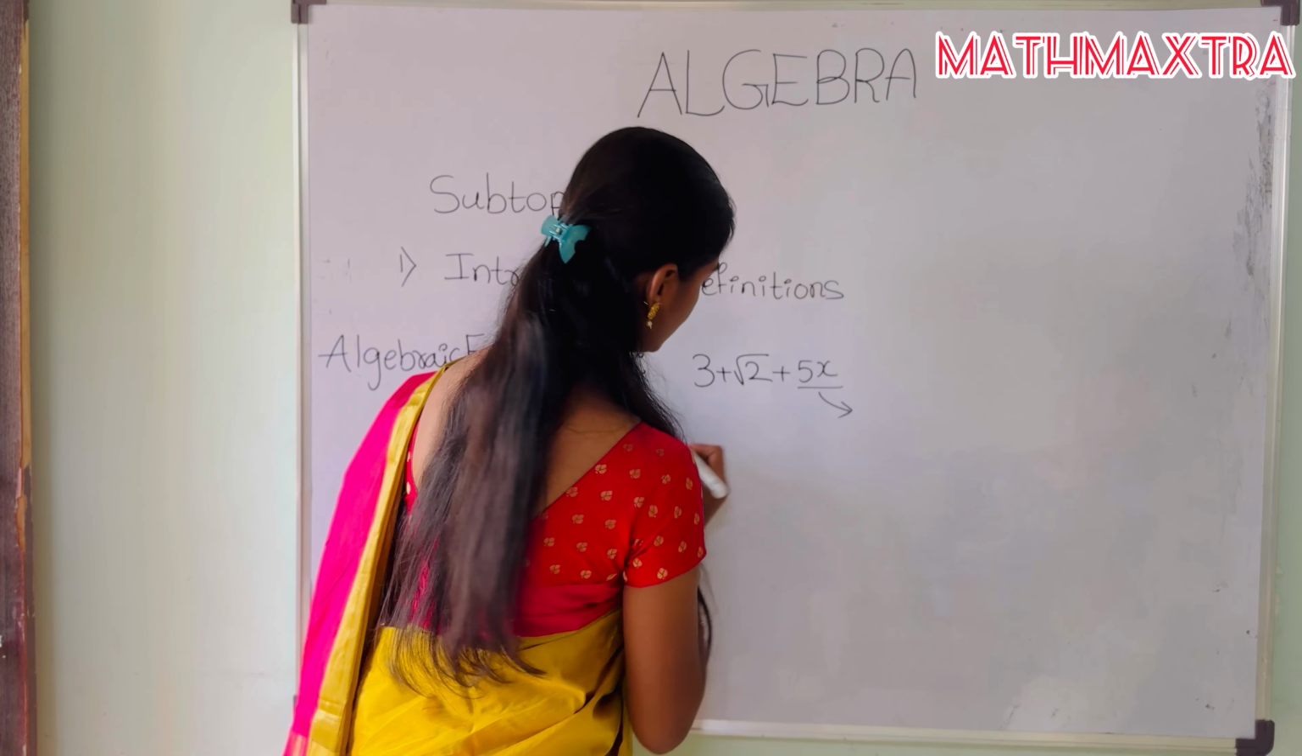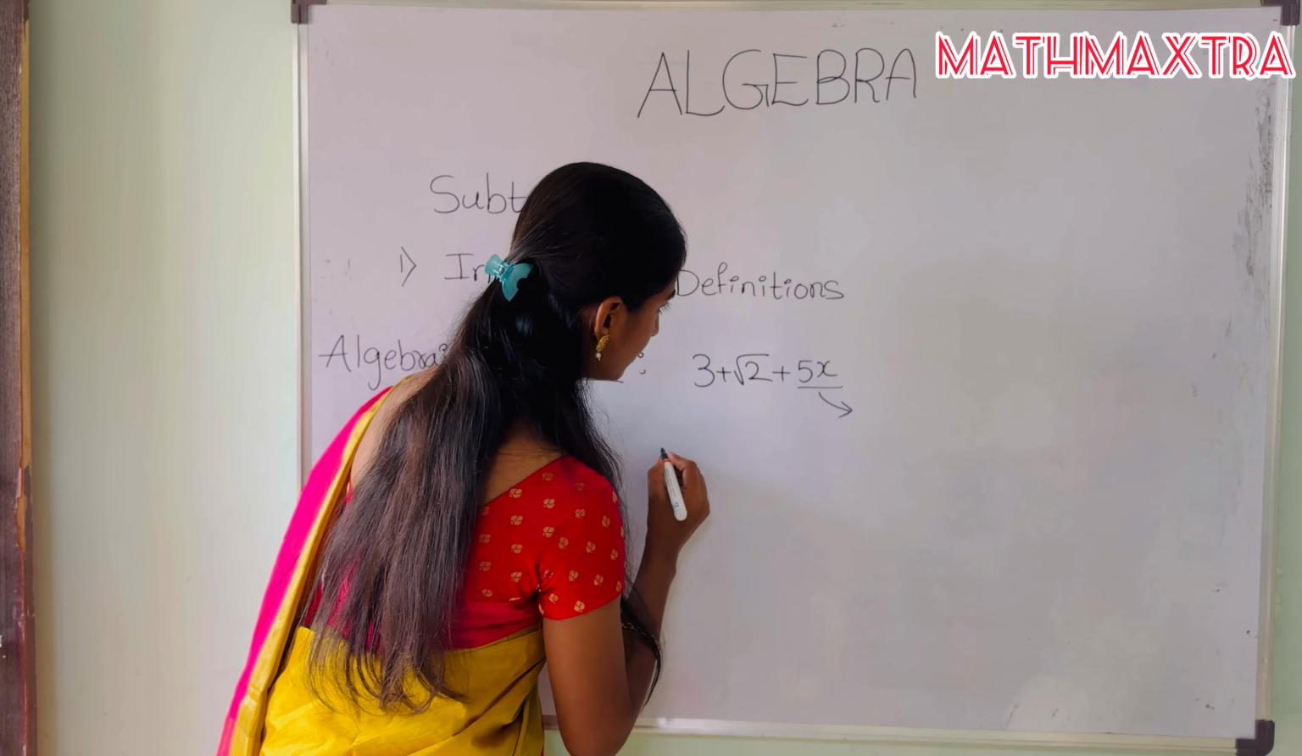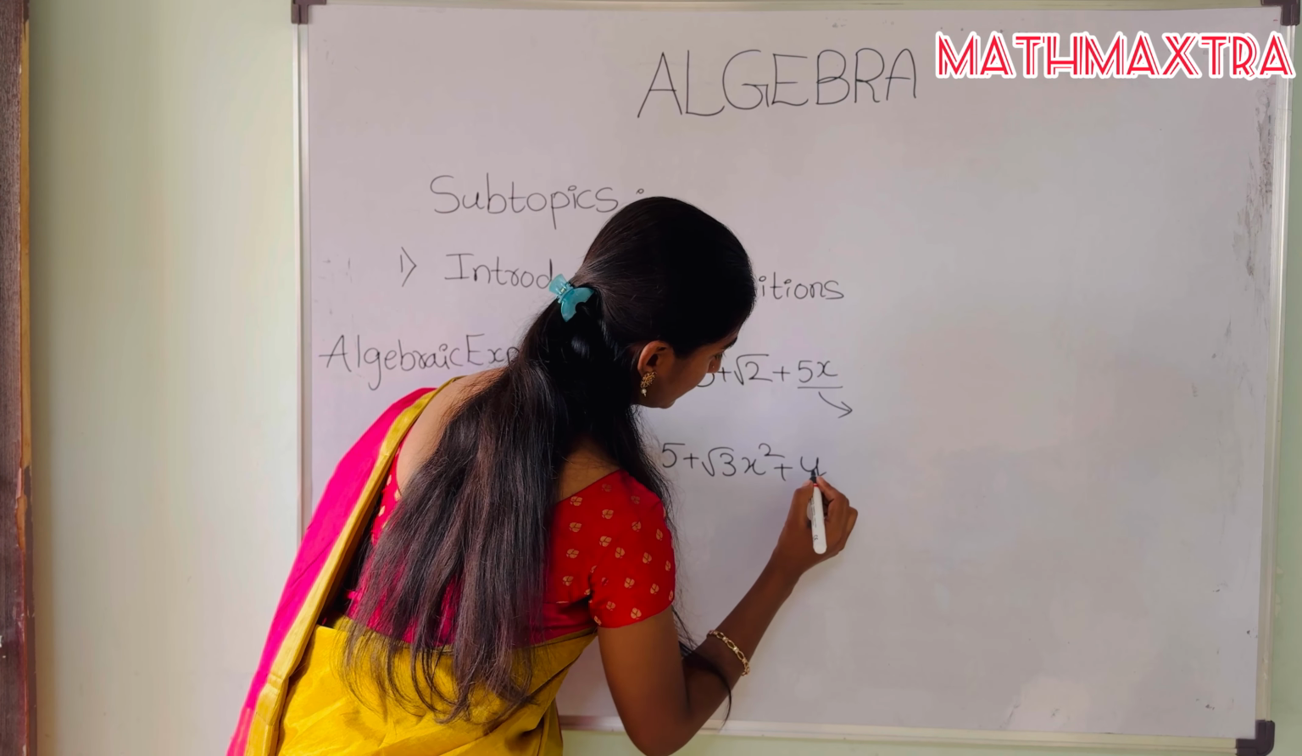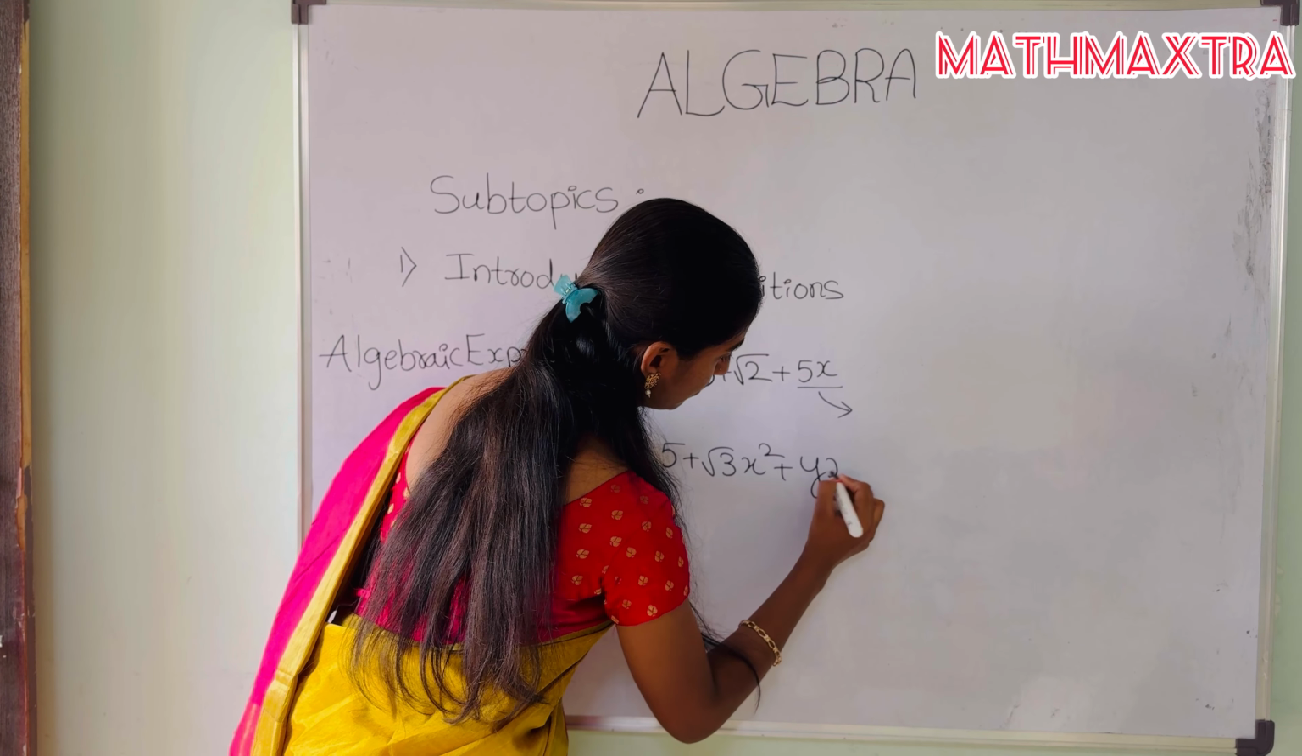Now tell me whether 5 plus root 3 x square plus yx is an algebraic expression. Yes, it is an algebraic expression. According to the definition, it should contain at least one algebraic term. This is one algebraic term, this is one algebraic term. That is why we call this an algebraic expression.